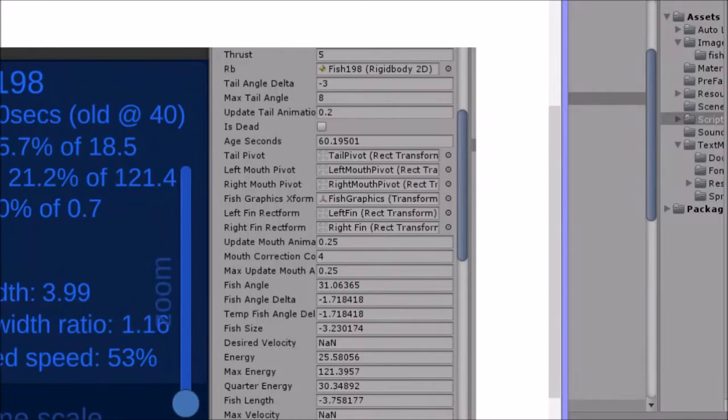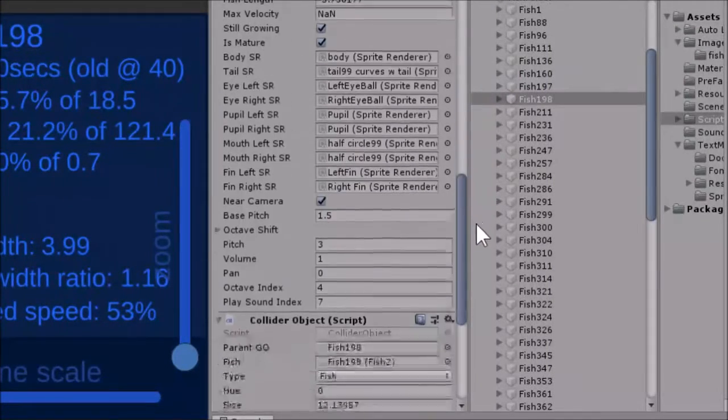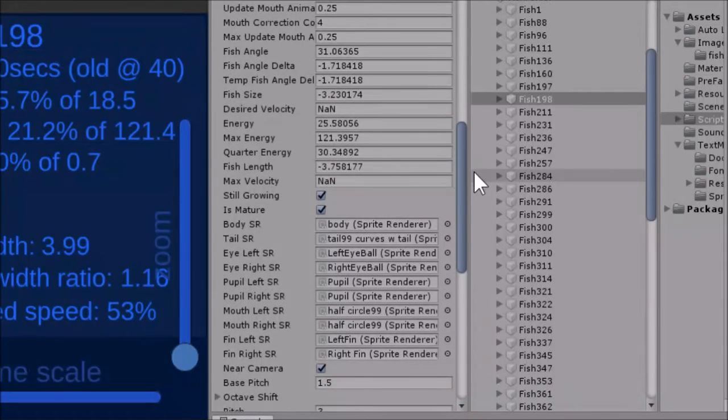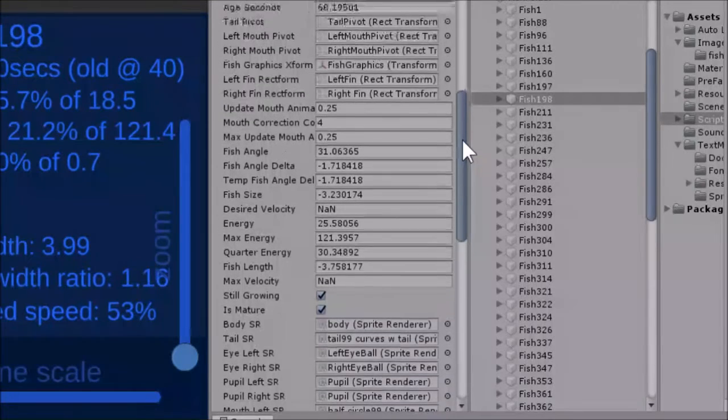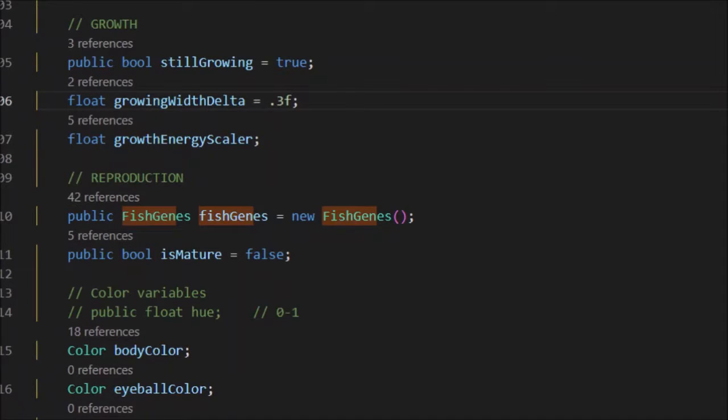I wish there was a way I could see the genes of this fish. Can I do that? Fish genes are a class, but I don't think I made them public. Okay, so the fish genes are public. You can see right here. They're right before the is mature bool. So let's take a look at that.